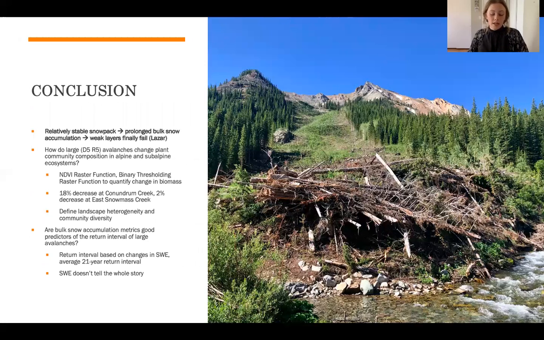So the avalanche cycle that occurred in Colorado in 2019 was driven by a relatively stable snowpack that experienced a prolonged snow accumulation event that ultimately led the underlying weak layers to fail, resulting in historic-sized avalanches. I used the NDVI function in ArcGIS Pro to measure the biomass before and after the 2019 avalanches, and then I quantified it using the binary thresholding raster function. I found an 18% decrease in vegetation at the Conundrum path and a 2% decrease at the Snowmass path, which matched the observations I made when I visited these sites.